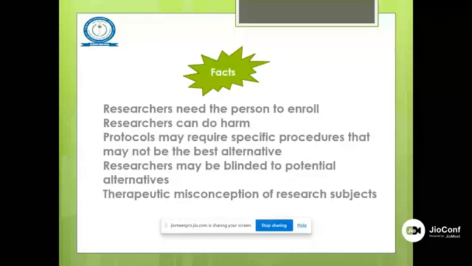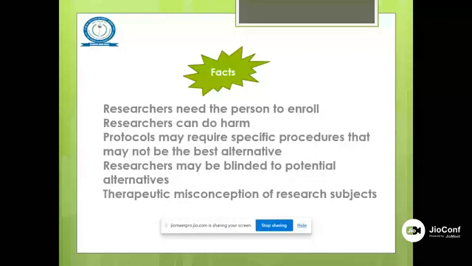At the same time, researchers can do harm. So the patient should be very well informed in the informed consent sheet, in the patient information sheet, that is the first page of the informed consent form, what all the risks associated with participation in such a research are. And certain protocols may require specific procedures that may not be the best alternative.